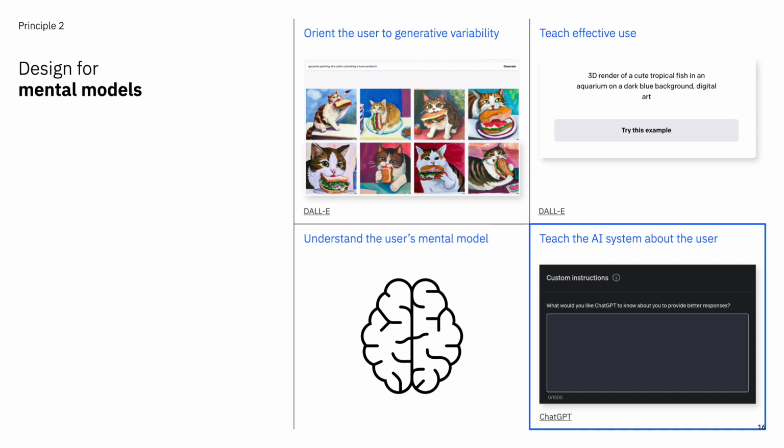Finally, it's also possible to have the AI system adapt its responses to your users by teaching it something about them. ChatGPT recently launched a feature called Custom Instructions, which is kind of like a user profile that ChatGPT uses to adapt its responses to the user.